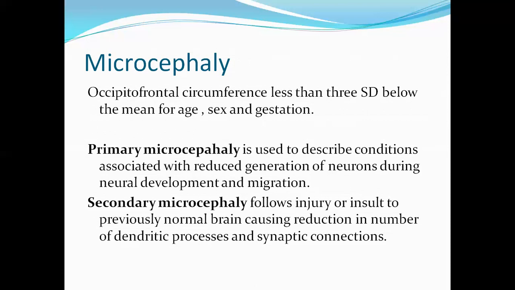Now, primary microcephaly or secondary microcephaly. Primary microcephaly is used to describe the condition associated with reduced generation of neurons during neural development and migration. Means neurons are fewer, so development is affected and migration is affected. Secondary microcephaly is when there is insult or injury to a previously normal brain. The baby was developing normally, but some event occurs that leads to injury or insult, and that causes a reduction in the number of dendritic processes and synaptic connections, and ultimately microcephaly. This is a microcephalic baby.